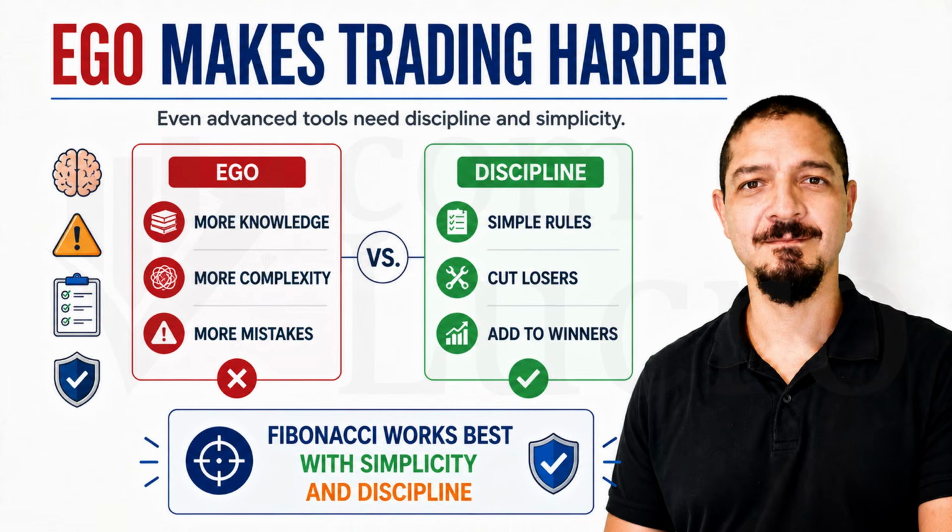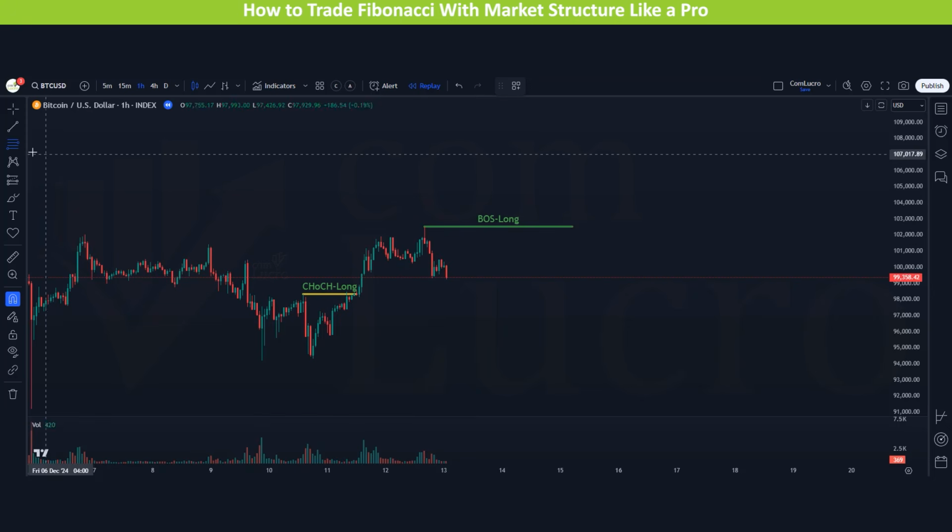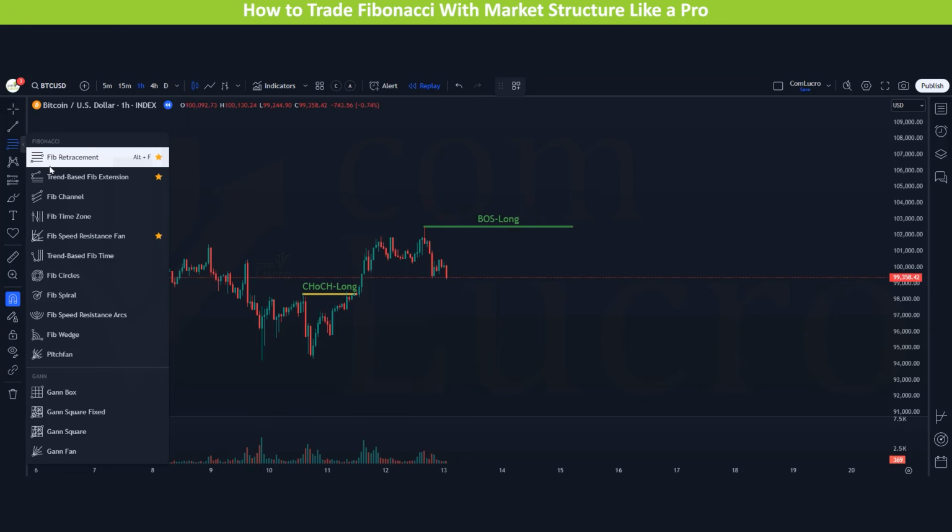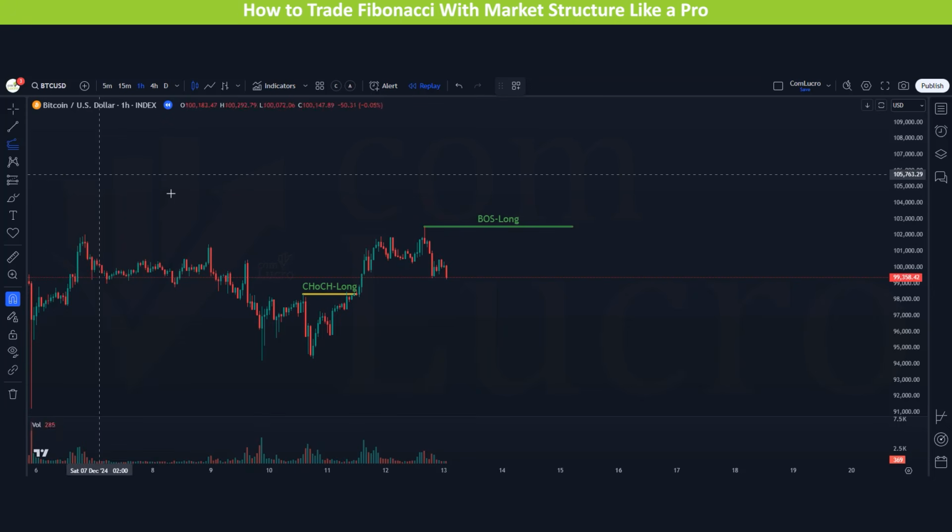His point is clear. Even advanced tools like Fibonacci work best when paired with discipline and simplicity. Next, let's set up the Fibonacci extension tool for precise, effective analysis in TradingView.